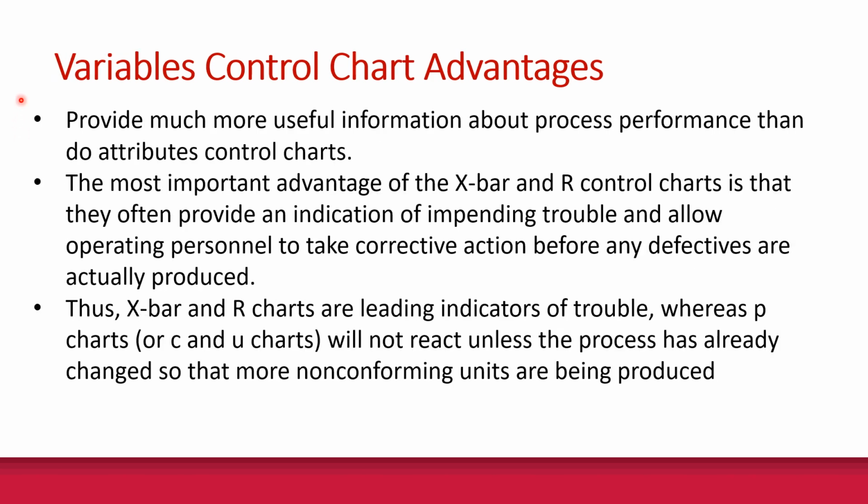Variable control charts do have some obvious advantages over attributes control charts, however. They provide much more useful information about the process performance. The most important advantage of the X bar and R control charts is they often provide an indication of impending trouble and allow operating personnel to take corrective action before any defective products are actually produced. This isn't the case with attributes control charts. Thus, X bar and R charts are leading indicators of trouble, whereas P charts or C and U charts will not react unless the process has already changed, so that more non-conforming units are being produced.